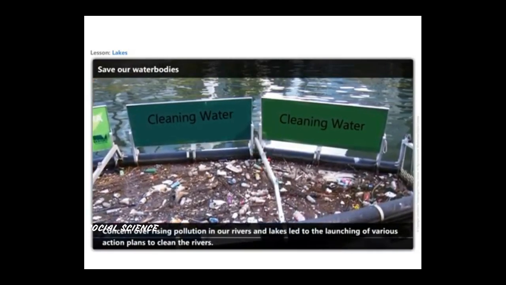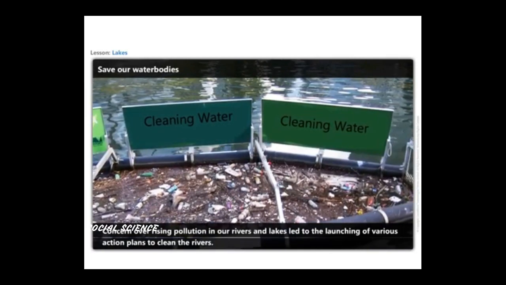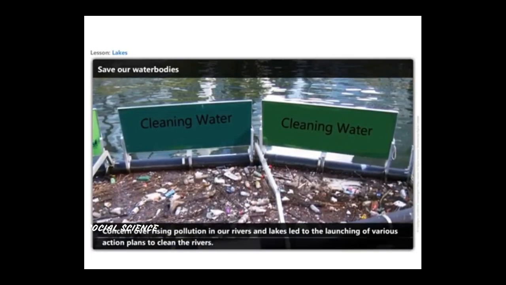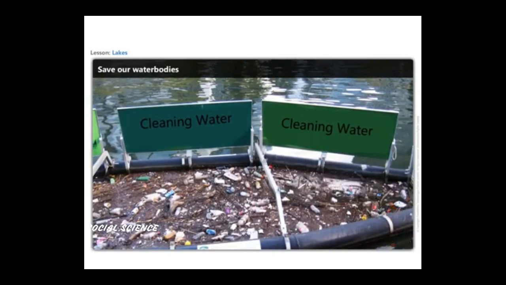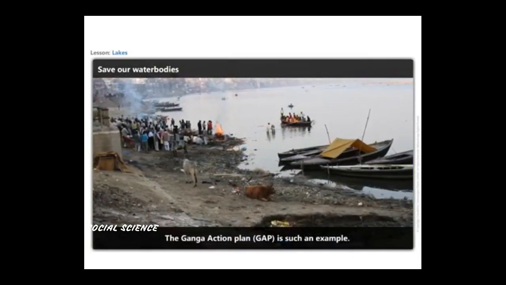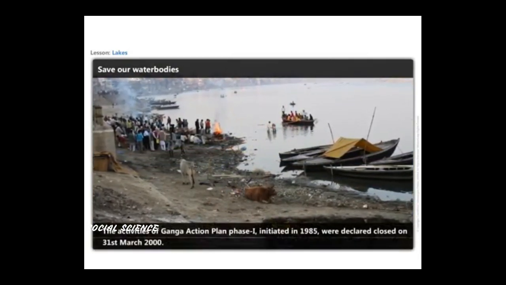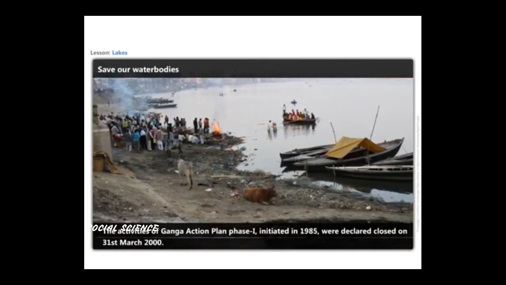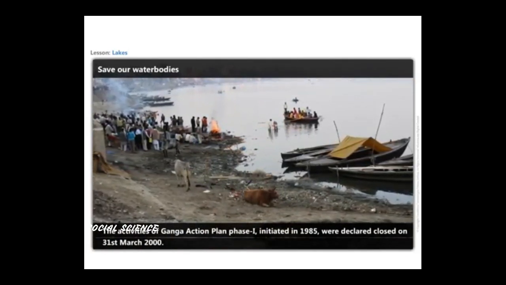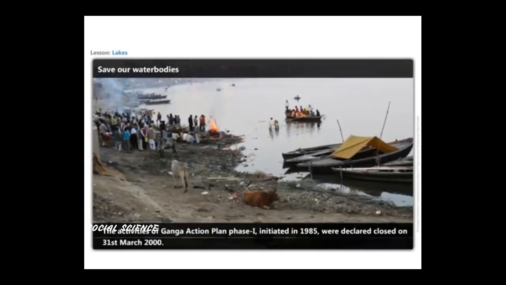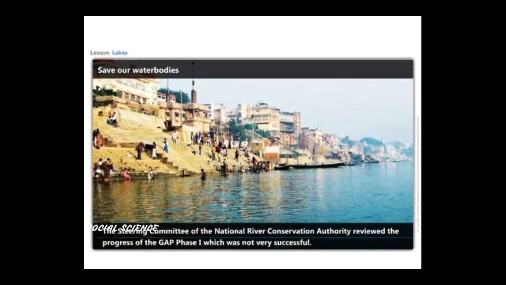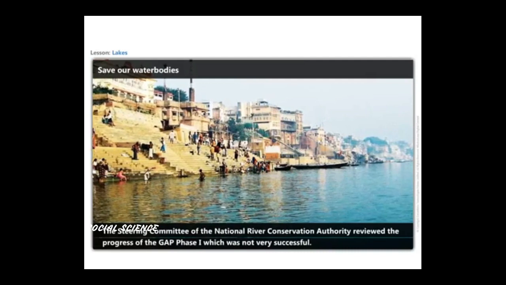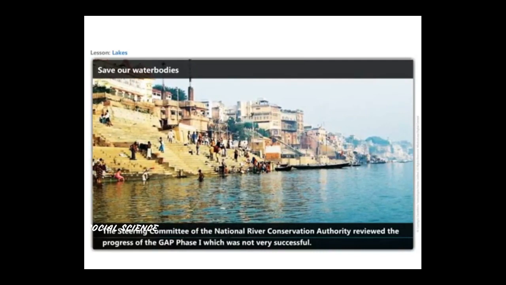Concern over rising pollution in our rivers and lakes led to the launching of various action plans to clean the rivers. Have you heard of any such action plan to clean a river? The Ganga Action Plan (GAP) is such an example. The activities of Ganga Action Plan Phase 1, initiated in 1985, were declared closed on 31st March 2000. The steering committee of the National River Conservation Authority reviewed the progress of GAP Phase 1, which was not very successful. Then, the committee took up necessary corrections for the second phase.